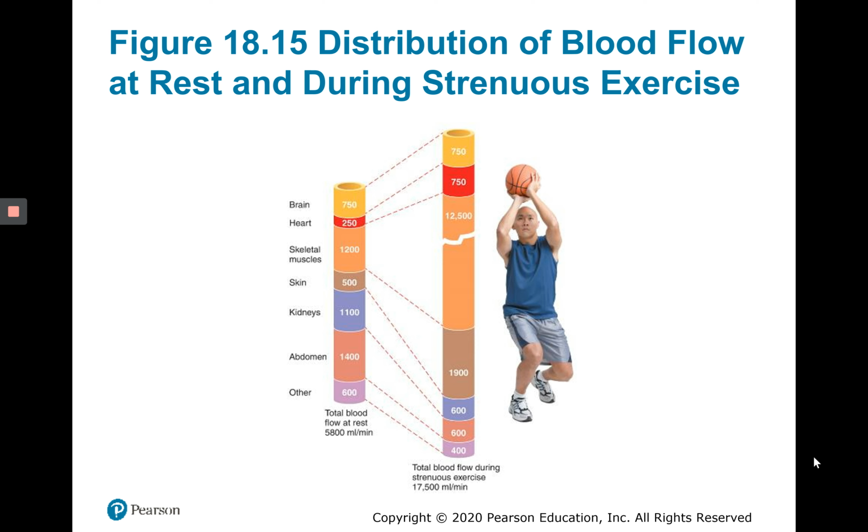So here is a picture of figure 18.15 showing the distribution of blood flow at rest and during strenuous exercise. We can see that the amount of total blood flow going to skeletal muscles at rest is vastly less than the amount of total blood flow going to skeletal muscles when someone is strenuously exercising. So we can see, because of intrinsic and extrinsic regulation, changes in blood flow.